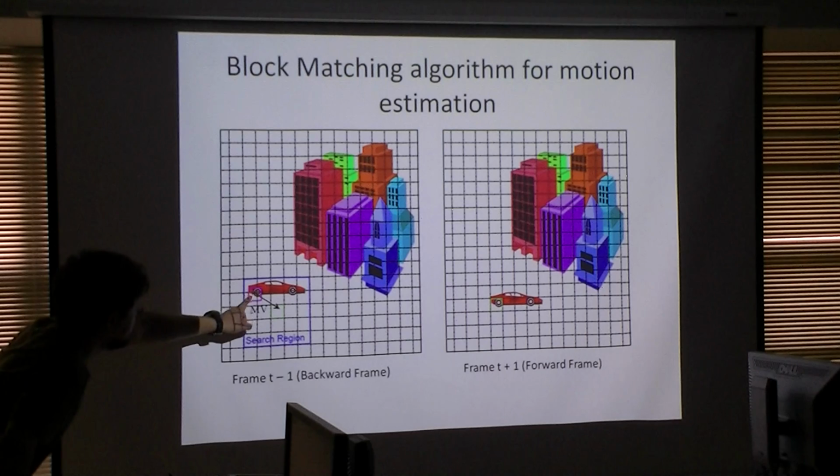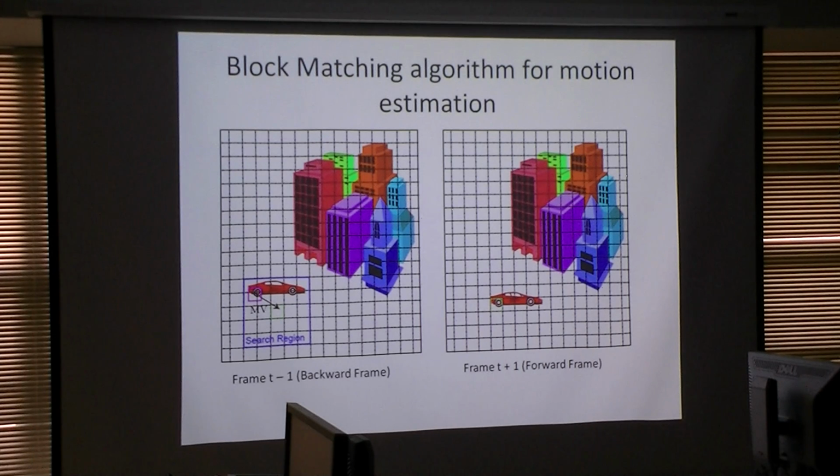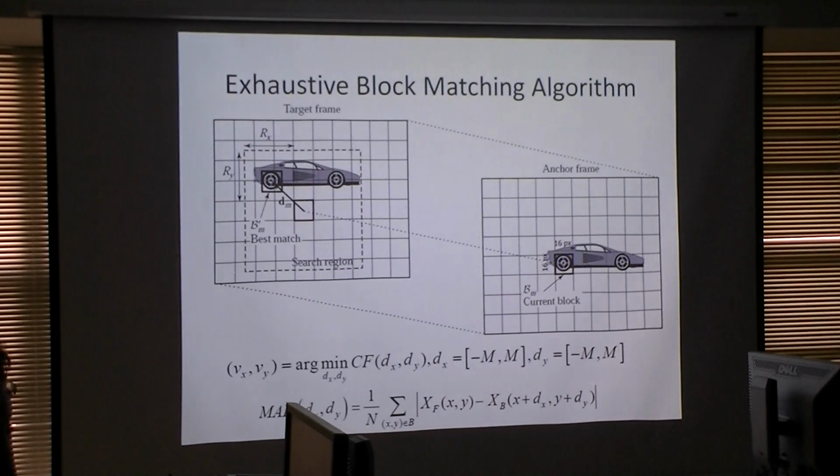Can this block be anywhere? Yeah, it can be anywhere. I have a detailed example in this slide. So we call the forward frame the anchor frame and the backward frame the target frame.